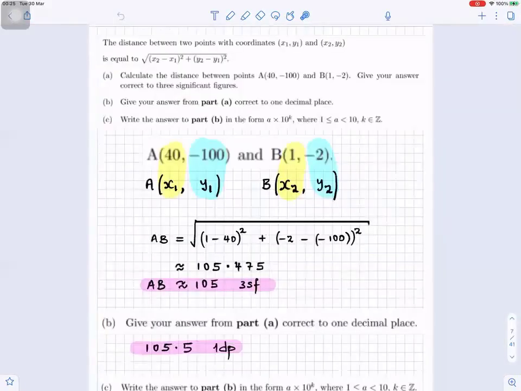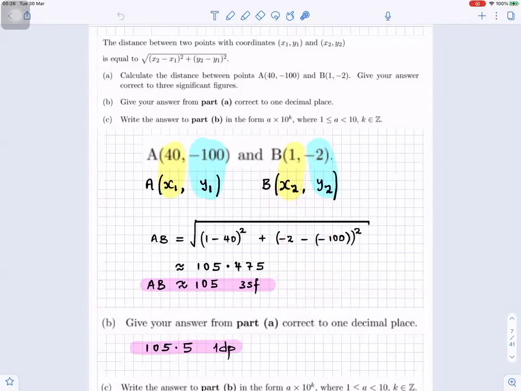Welcome back. So part A, calculate the distance. What you want to do is write down the A coordinate (40, -100) and B (1, -2). And you need to decide which one is x1, which one is y1, which one is x2, which one is y2. So x1 would be 40, y1 will be -100. For B, x2 would be 1, and y2 would be -2. Once you've decided that, you substitute in the formula. So x2 minus x1, which is 1 minus 40. So you substitute: it is (1 minus 40) all squared plus (-2 minus -100) all squared.